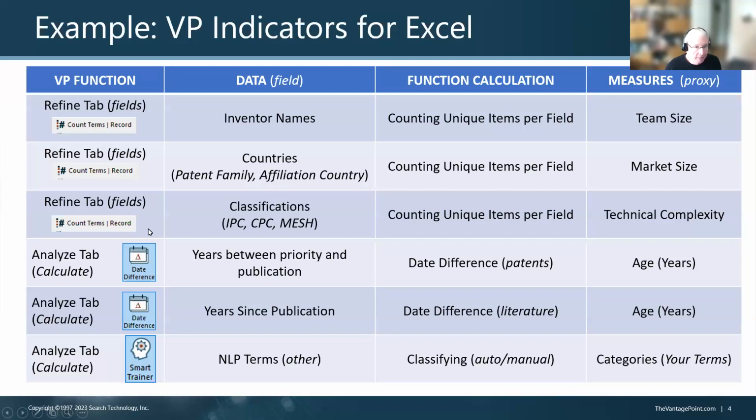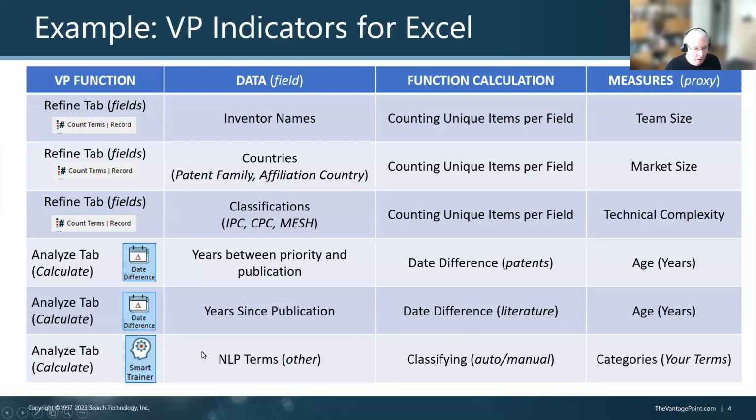The counting of classifications. Some documents only have one classification, one MeSH term, one IPC. Some documents have 10. The more classifications there are, the greater the technical complexity; I'm calling this technical complexity. We looked at age in years, but there's also the age I mentioned, the date of today versus when the document published 10 years ago. How many years is it? How old is that document in years?